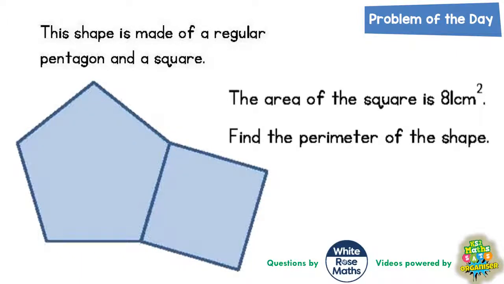Welcome problem solving fans to another problem of the day, and this one is all about a regular pentagon and a square. It says the area of the square is 81 centimetres squared.